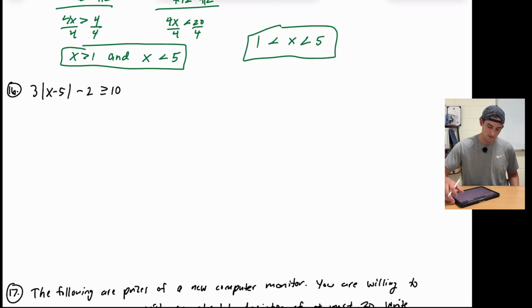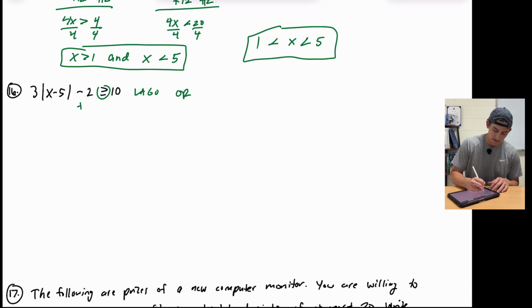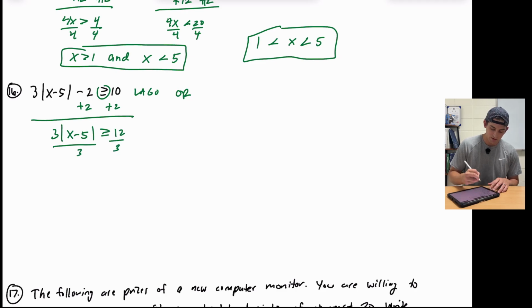All right, number 16. We have a greater than or equal to, so we know that for greater than or equal to, it's going to be an OR. But before we write our two inequalities, before we make the right side opposite, anything like that, we need to undo what's happening to our absolute value. So first we're going to add 2. So now we have 3 times the absolute value of x minus 5 is greater than or equal to 12. Now we want to divide everything by 3. So now we get absolute value of x minus 5 is greater than or equal to 4.